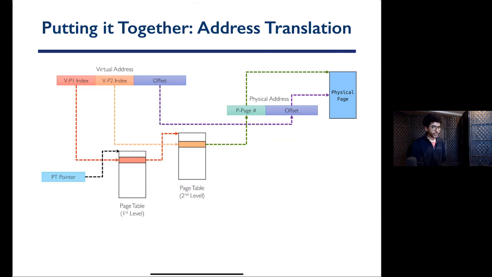Okay, so to put everything that we talked about together, let's look at address translation one more time. We're going to get a virtual address. We're going to divide it into offset, virtual page number 1, and virtual page number 2, or virtual page index 1 and virtual page index 2. We use the first one to index into the page table level 1. Then we get a pointer to the page table, and use the second part to index into this one. Then we get a physical page number, add the offset, and we get our page.